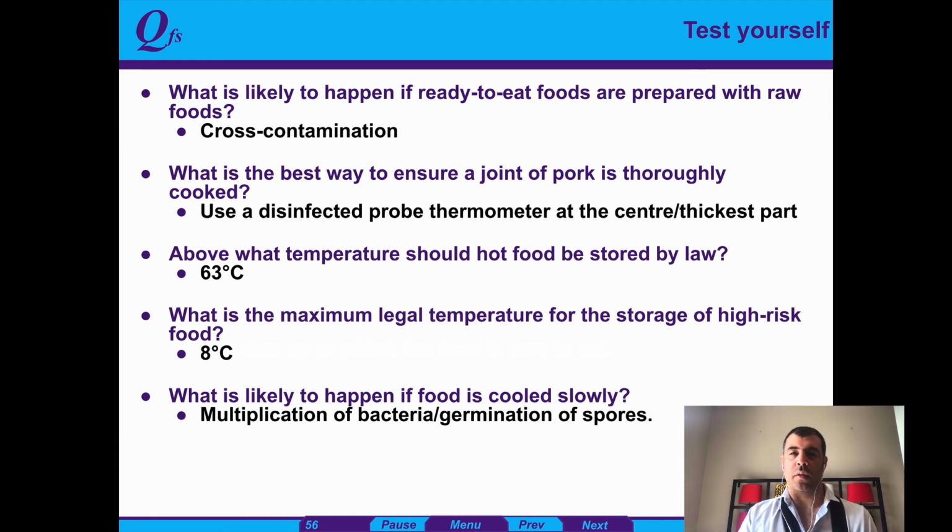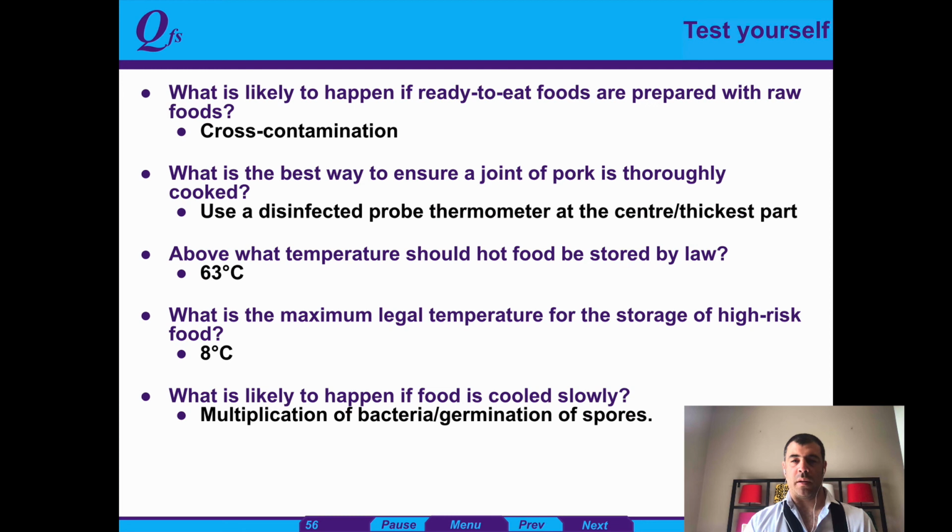Above what temperature should hot food be stored by law? 63 degrees. So remember that the food must not remain within the temperature danger zone. So what's referred to as the temperature danger zone is between 5 to 63 degrees. What's the maximum legal temperature for the storage of high-risk food? 8 degrees. And the recommended temperature is 5 degrees.